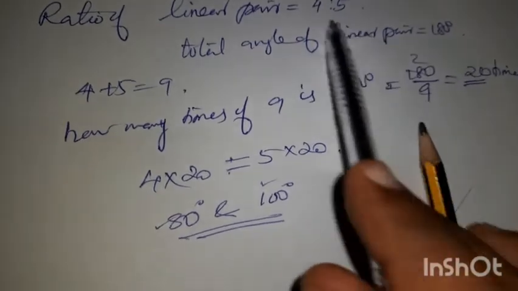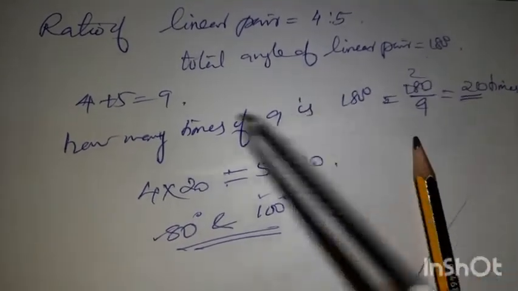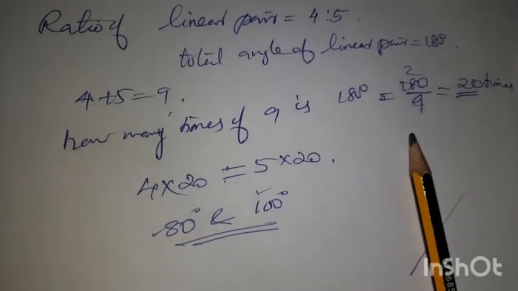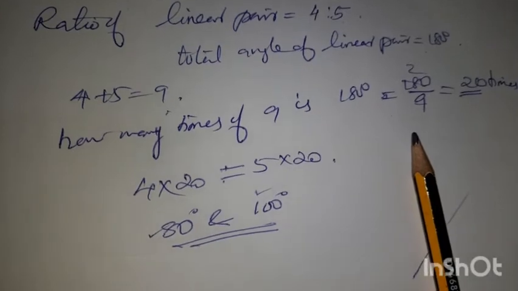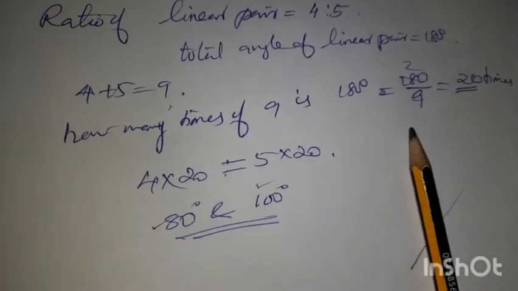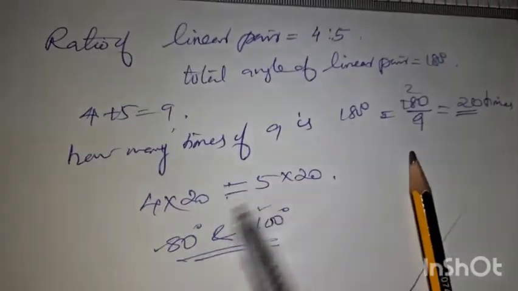That ratio is given, 4 is to 5. So the total angle is 180. Then the total ratio of that linear pair is 9. Then how many times 9 is 180, that you have to find out. So 20 times you got. That 20 you have to multiply with each ratio.